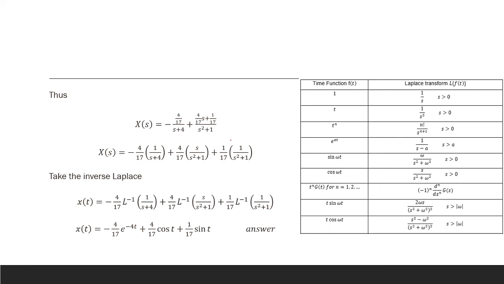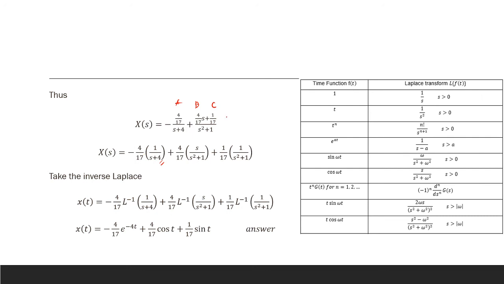Ayan, hindi ko pala nalagyan ng animation. But anyway, substitute na natin. So we will have, this is our A, this is our B, this is our C. So we will have negative 4 over 17 over S plus 4 over 17S plus 1 over 17 over S squared plus 1. So, gawin natin class is paghiwa-hiwalayin natin siya. Itong negative 4 over 17 ilabas natin. So, ang matitira is 1 over S plus 4. So, ito yung first term natin.